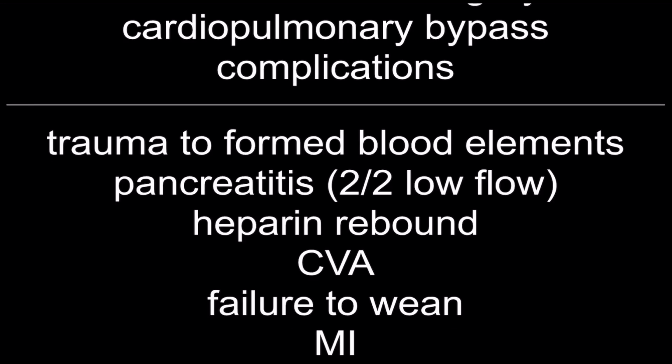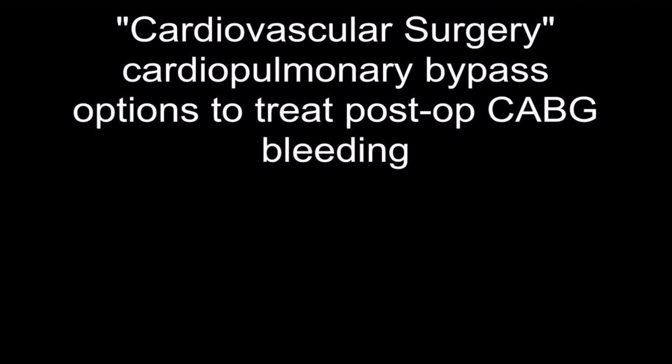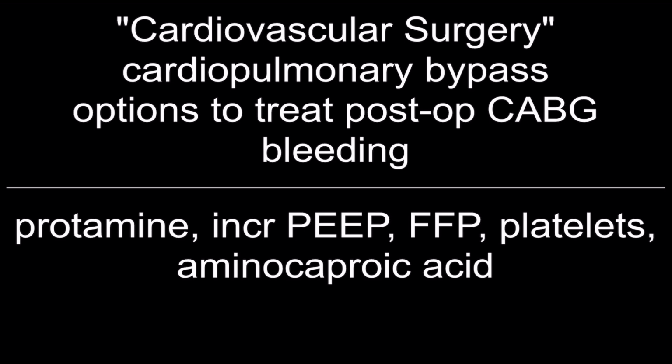Cardiopulmonary bypass complications: trauma to formed blood elements, pancreatitis, 2/2 low flow, heparin rebound, CVA, failure to wean, and MI. Options to treat post-op CABG bleeding: protamine, increased PEEP, FFP, platelets, aminocaproic acid.